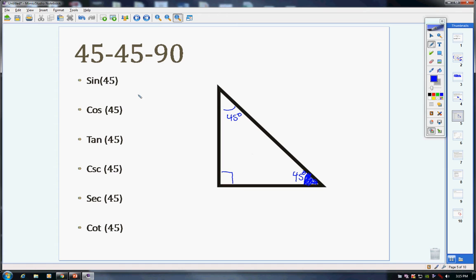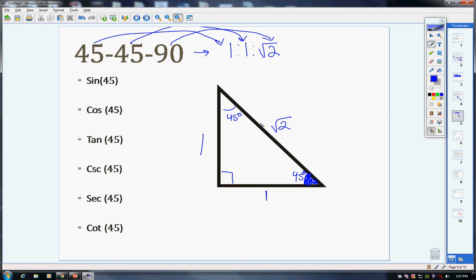So we know that all 45, 45, 90 triangles have a side ratio of 1, 1, square root of 2. What that means is opposite one of the 45 degree angles is 1. So 1 is opposite 45. Opposite the other 45 degree angle is a side of length 1. And then opposite the 90 degree angle, the hypotenuse, is a side length of the square root of 2. So what we do now is that we've assigned these.